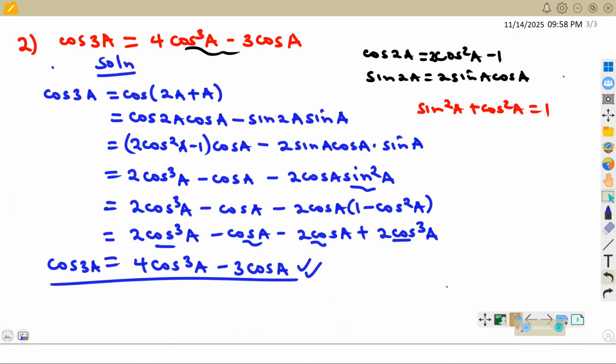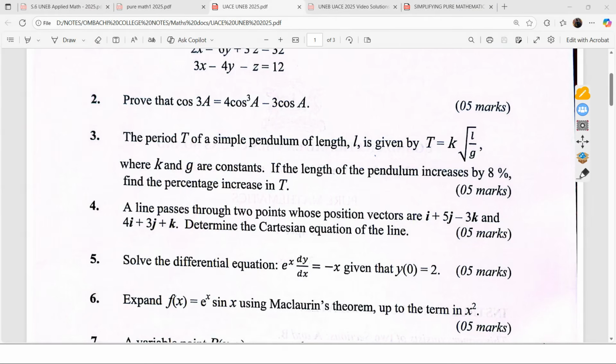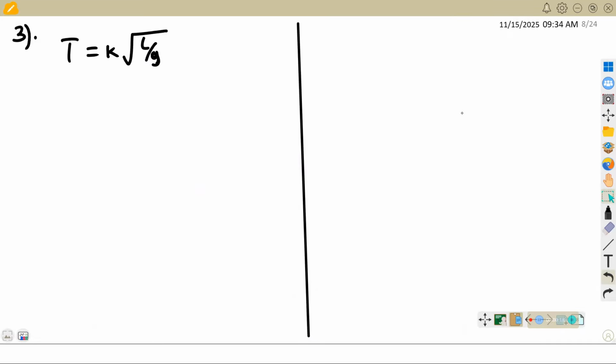So from there, we look at question number 3. Looking at question number 3, it says the period T of a simple pendulum of length L is given by T equals that, where k and g are constants. If the length of the pendulum increases by 8%, find the percentage increase in T. So let us look at the solution.